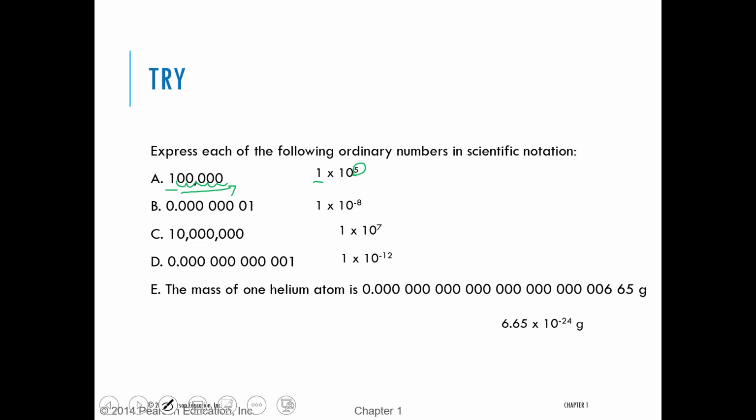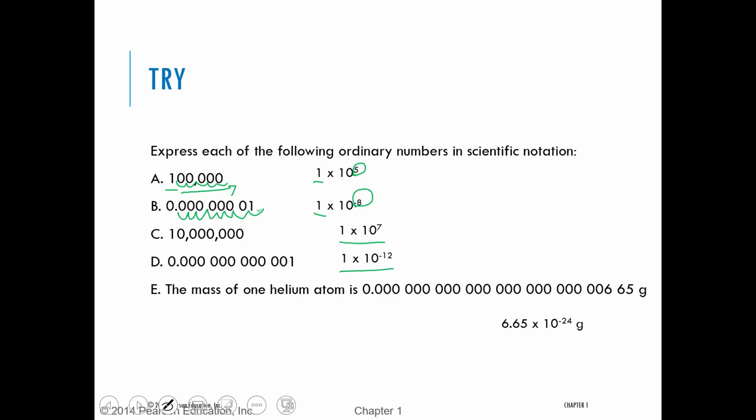Now, letter B, we can see, is a very small number, right? It's less than 1. So I'm still going to put my decimal point right here to the right of the 1, because that is a number between 1 and 10. So 1, and I need to move backwards. So here's my spot. I'm going to go back 1, 2, 3, 4, 5, 6, 7, 8. Negative 8 spots.